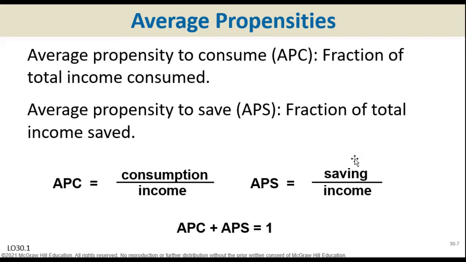So if your income is $100 and you are saving $25, it will be 25 divided by 100, which is 25%. So you are saving 25% of your income. That means that 75% of your income is consumed, which will be the average propensity to consume. So if you add both average propensity to consume and average propensity to save, they equal 1, because the disposable income goes to where you allocate it, either to consumption or saving.